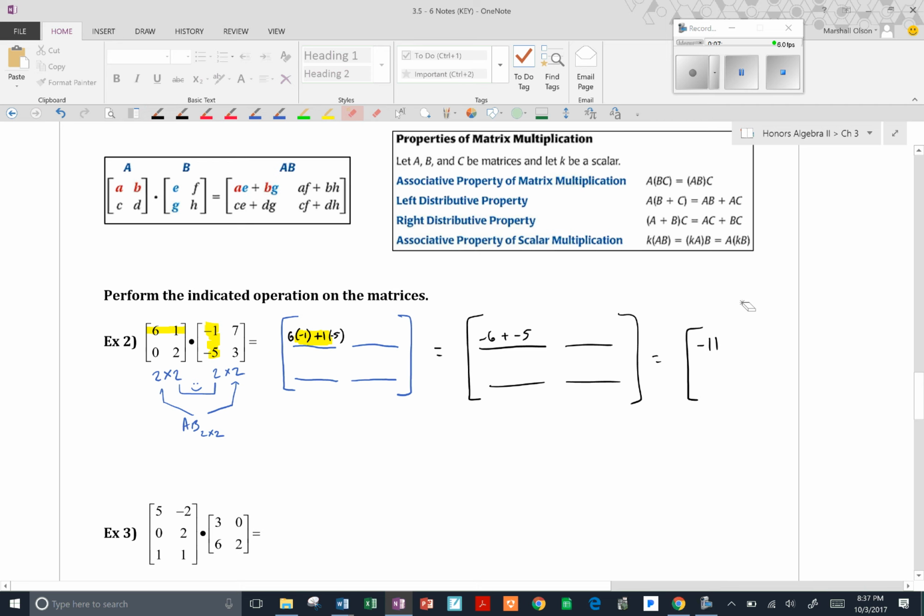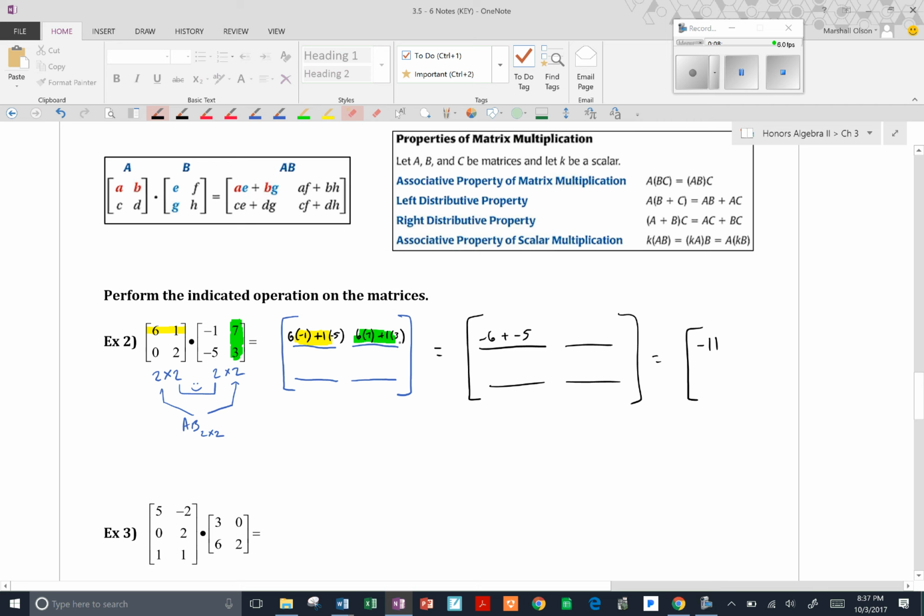Okay. Now let's find out what our other products are. All right, I'm going to stay at that first row. I always like to take care of my rows first. So I'm going to stay in my first row of the product matrix. But this time, I'm going to move over to the second column in that second matrix. So that's going to give me this spot right here. Okay, so we're going to have 6 times 7 and 1 times 3.